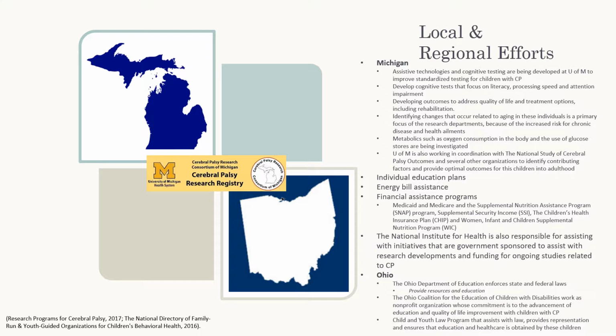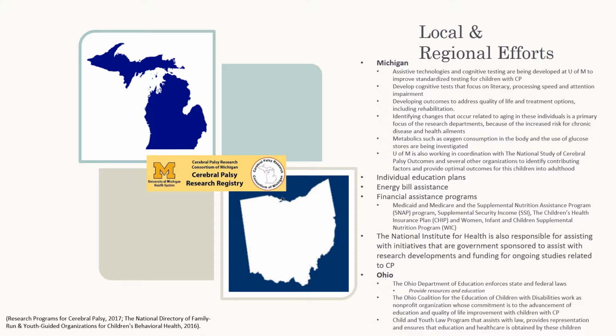They have camps specific to children with disabilities to combat social issues and improve physical activity. They have support groups to assist with mental stigmas and psychosocial challenges. And there are also financial assistance programs in place, such as Medicaid and Medicare and the Supplemental Nutrition Assistance Program, which most people know as SNAP. The Children's Health Insurance Plan, which is known as CHIP, and the Women, Infants, and Children program, known as WIC, are also widely utilized here.